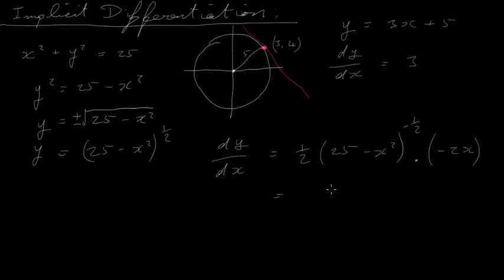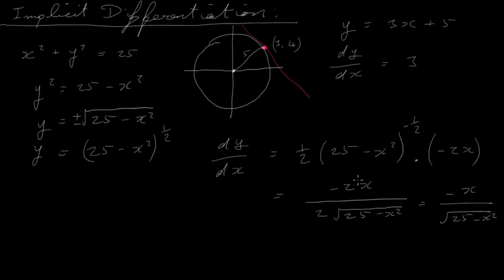So to tidy that up, we end up with minus 2x all over 2 times the square root of 25 minus x squared. 25 minus x squared to the power of minus a half is 1 over 25 minus x squared to the power of plus a half, which is just the square root of 25 minus x squared. Now that's just simply minus x over the square root of 25 minus x squared. That minus 2 will divide into that plus 2 minus 1 times here. So this is what we end up with.